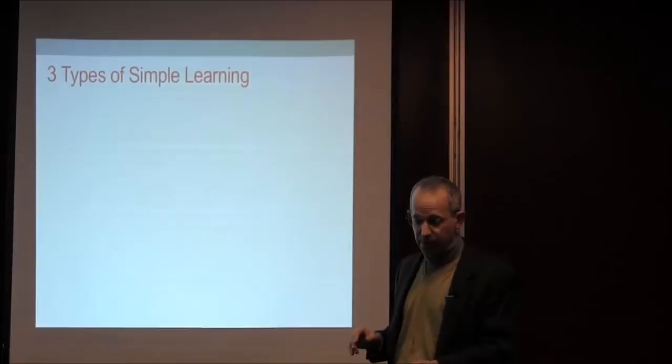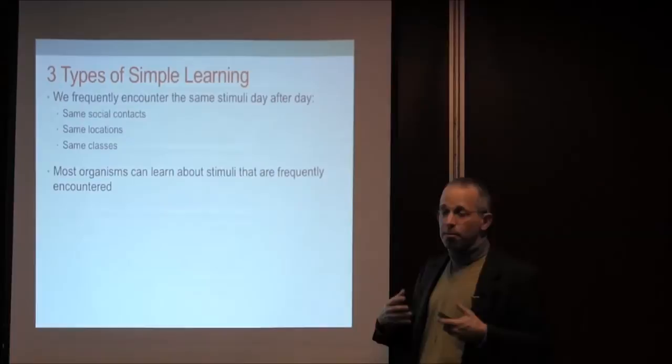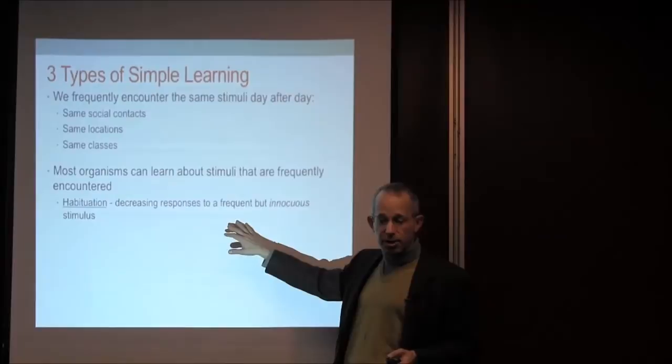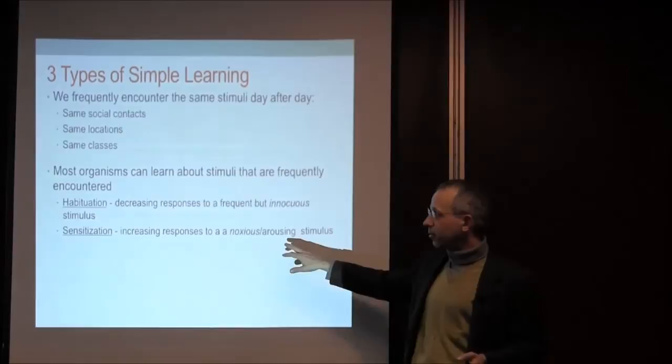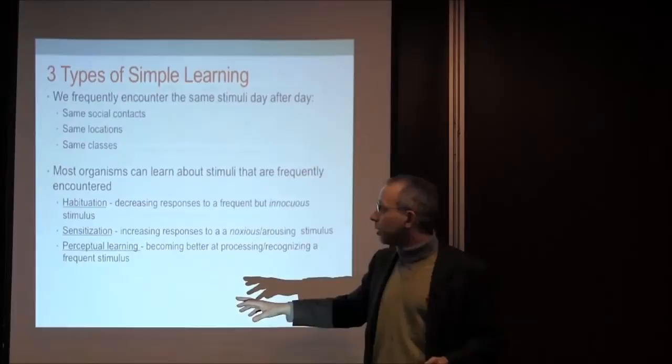So we frequently encounter the same stimuli day after day, from the same contacts, the same locations, the same classes. And most organisms, including people, learn automatically about things that we frequently encounter. And we learn in three particular types of ways. We learn from habituation, which is decreasing responses to a frequent but innocuous stimulus. Sensitization, which is increasing responses to a noxious or arousing stimulus. And perceptual learning, which is becoming better at processing or recognizing a frequent stimulus. These are the three types of non-associative learning that we're going to talk about here.